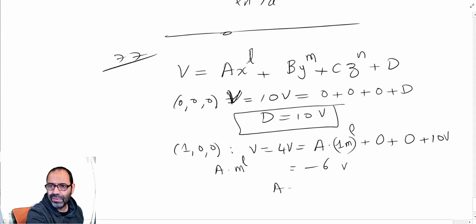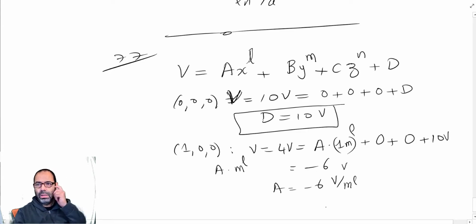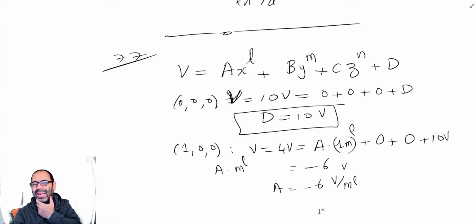So A, I know its value. It's negative 6 volts per meter to the power L. Okay? I don't know what L is, so I really don't have a full answer to A. So I really need to find what that L is.